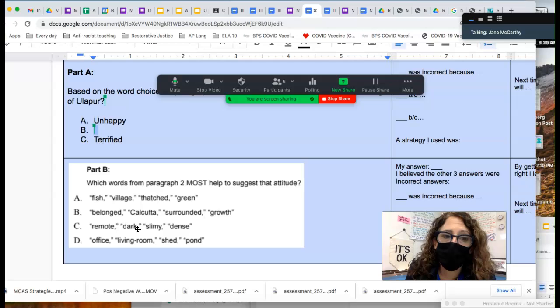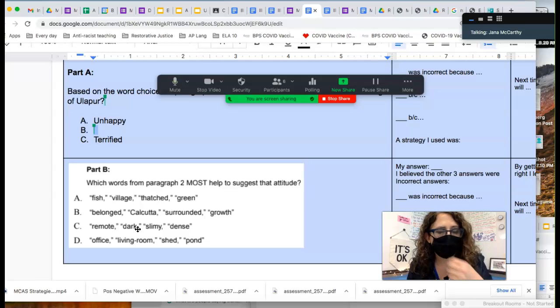Negative words. Yeah. So we need to get rid of anything that is either positive or has no feeling, like chair, desk, office, shed. That doesn't mean anything on a positive, negative scale unless there's an adjective in front of it to describe it. Fish has no positive or negative unless it has the adjective in front of it to describe it. So it means A and B are out. Okay, great. A is out.